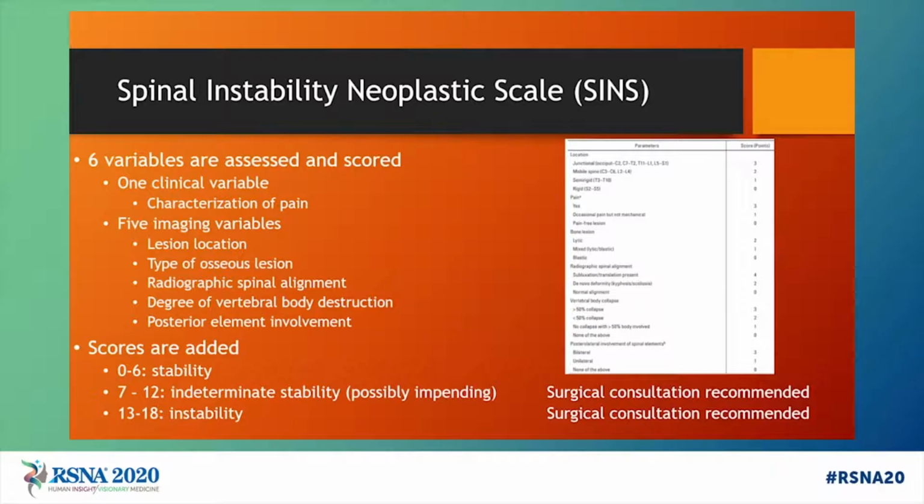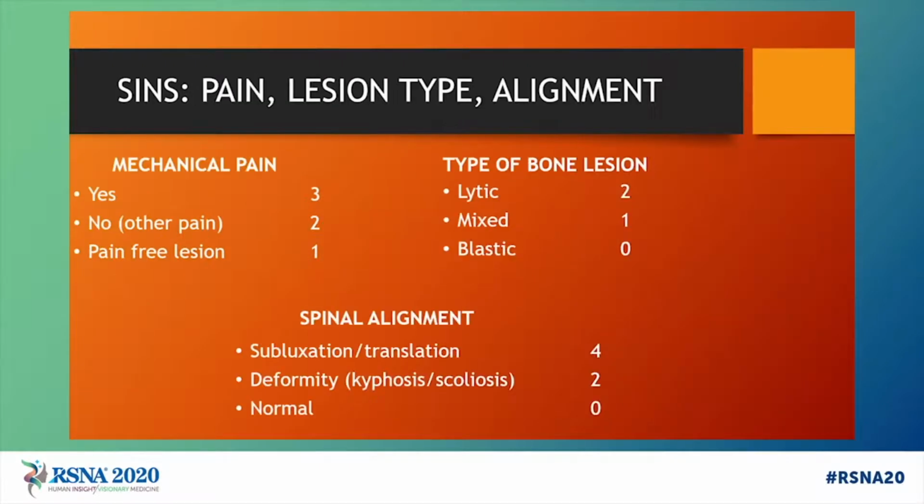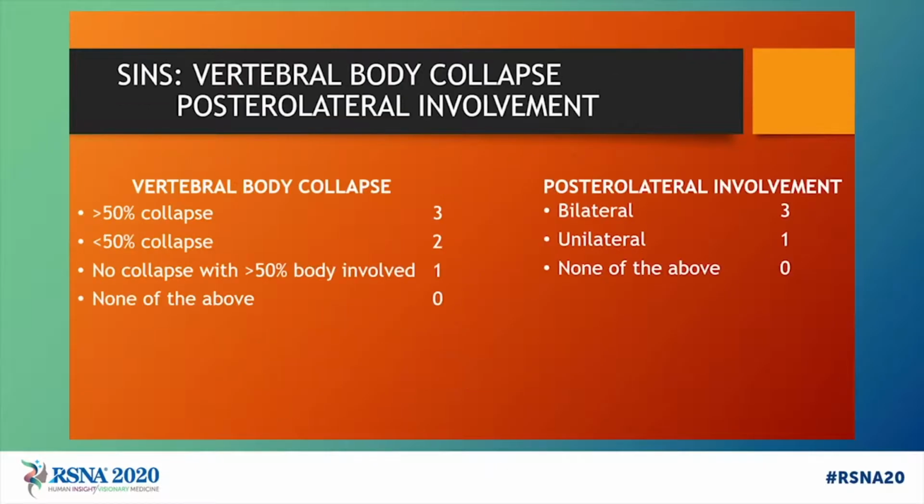And so, with respect to location, junctional lesions get the highest score of 3, and these are at the cranial-cervical junction, cervical-thoracic junction, thoracolumbar junction, and lumbosacral junction. Mechanical pain, pain with motion movement, gets a score of 3. Lytic lesions get a score of 2. Spinal alignment gets a score of 4. Notice there are different numbers assigned to each of these findings, and you have to pay attention to these numbers. They're not necessarily consistent. Vertebral body collapse greater than 50% gets a score of 3. Posterolateral involvement also gets a maximum score of 3.